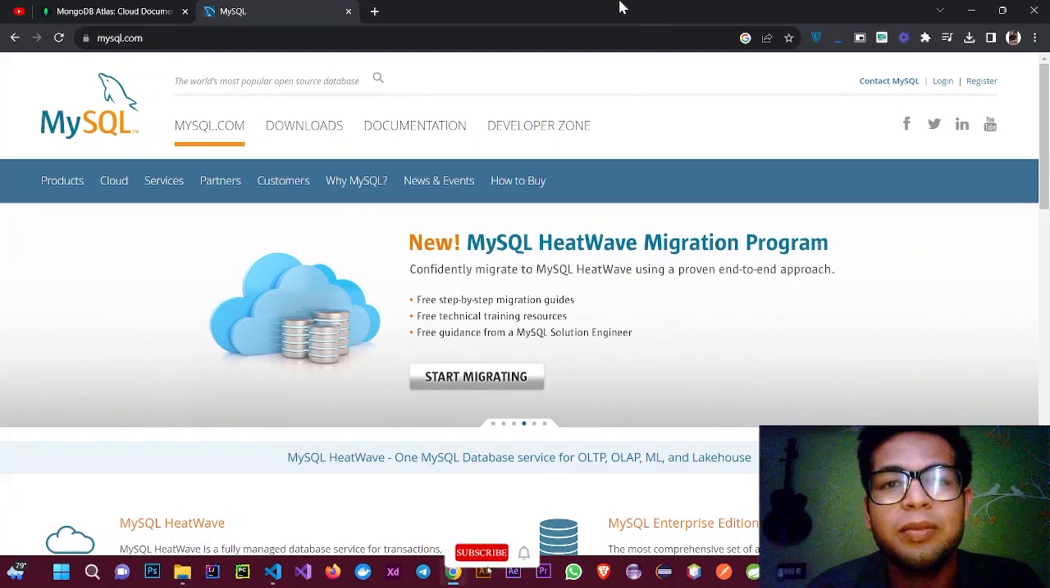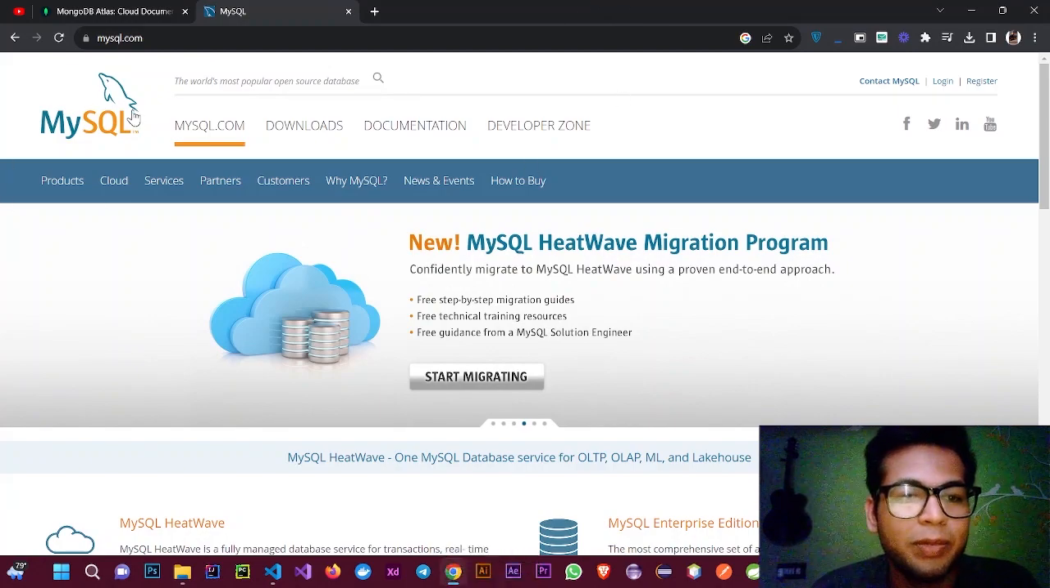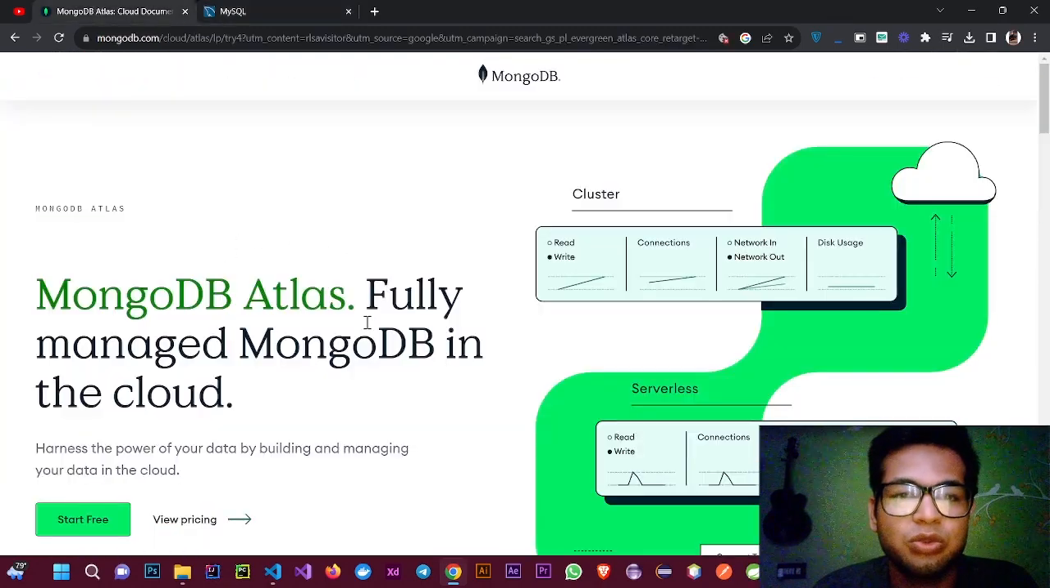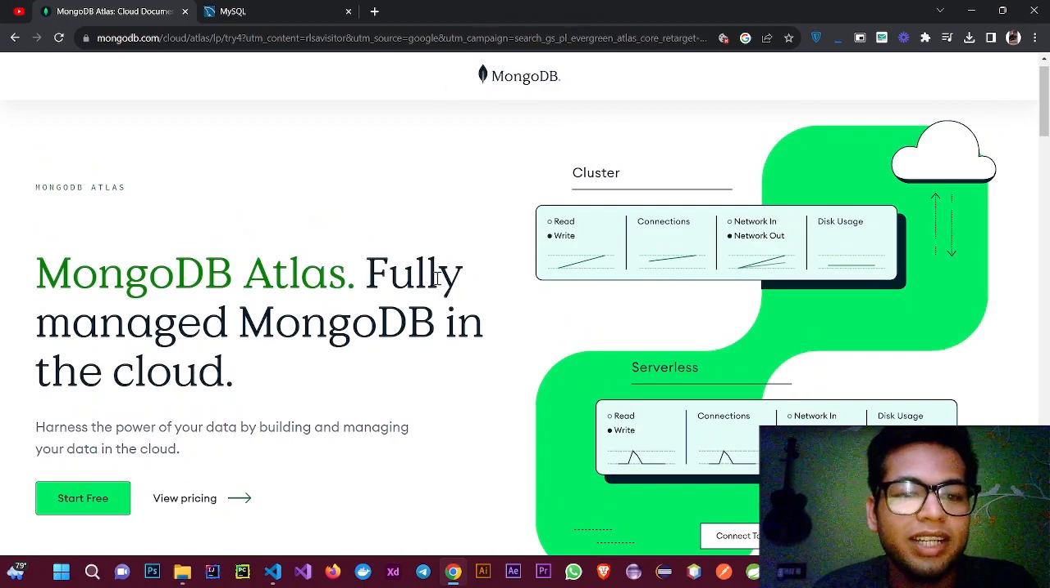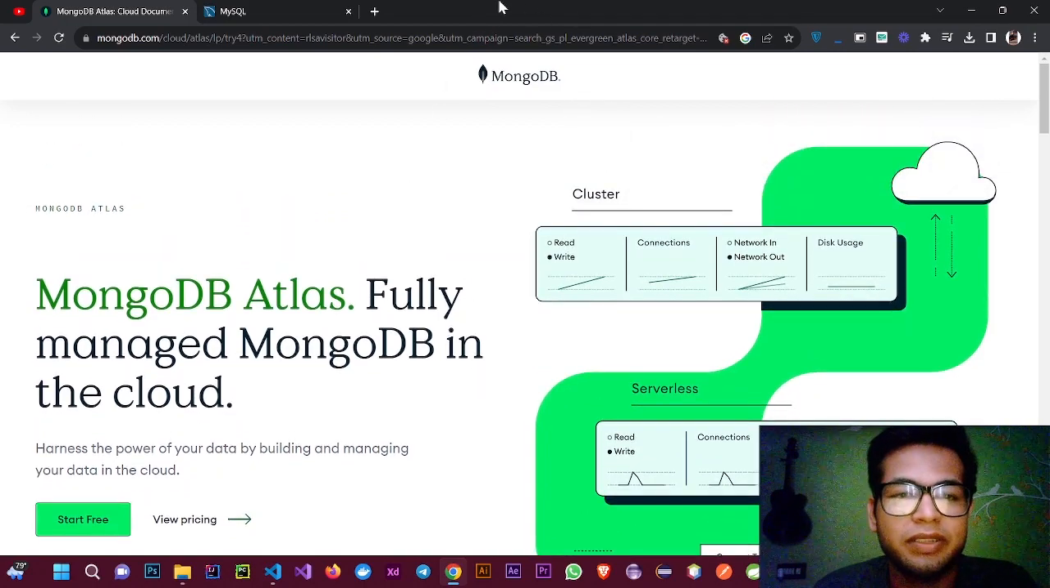Now you probably heard about two kinds of databases, which are SQL and NoSQL. MySQL is a SQL database and MongoDB is a NoSQL database. So let's understand what is the difference between SQL and NoSQL databases.